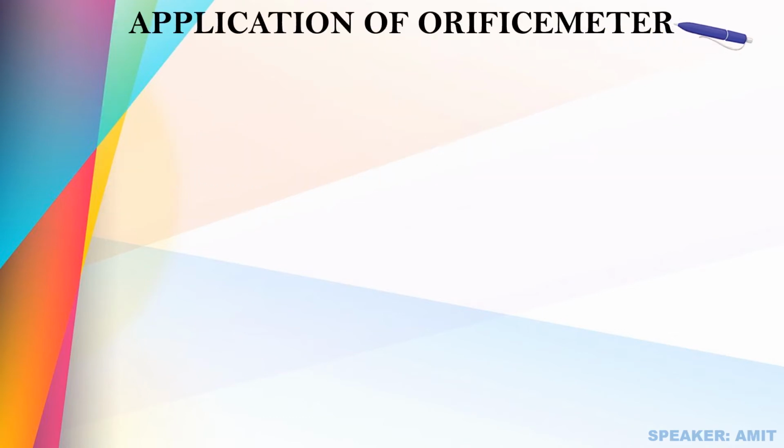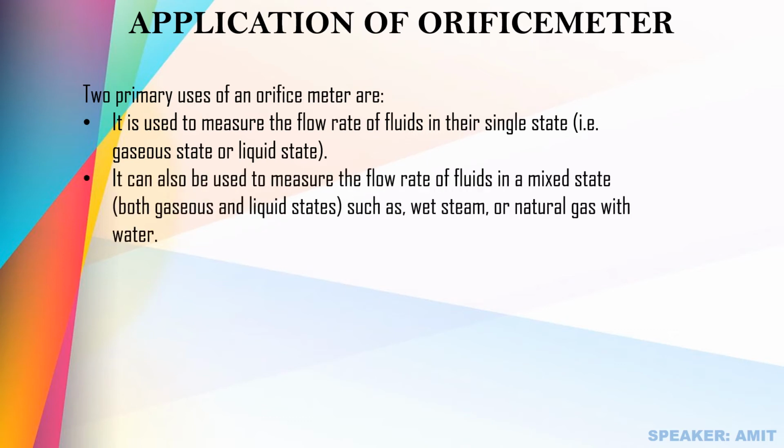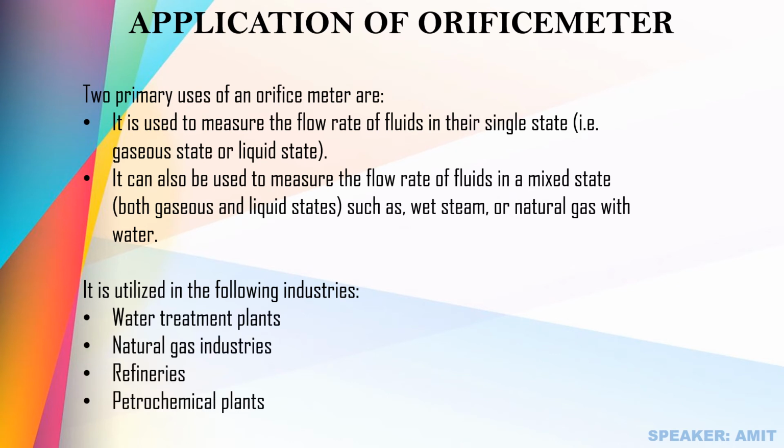Now I will tell you about the application of orifice meter. There are two primary uses of an orifice meter. It is used to measure the flow rate of fluids in their single state, that is gaseous state or liquid state. It can also be used to measure the flow rates of fluid in a mixed state, both gaseous and liquid state, such as wet steam or natural gas with water. It is utilized in the following industries: water treatment plants, natural gas industries, refineries, petrochemical plants, etc.